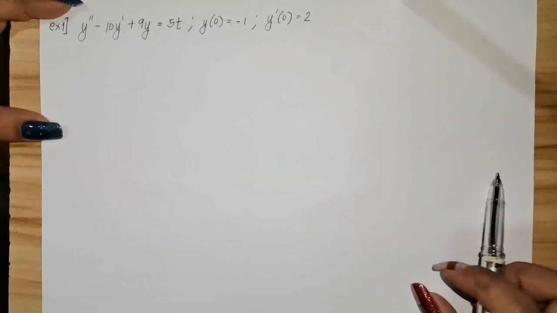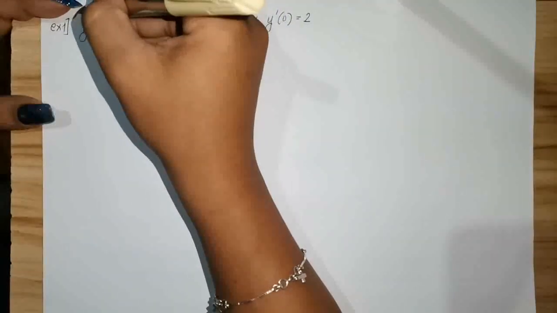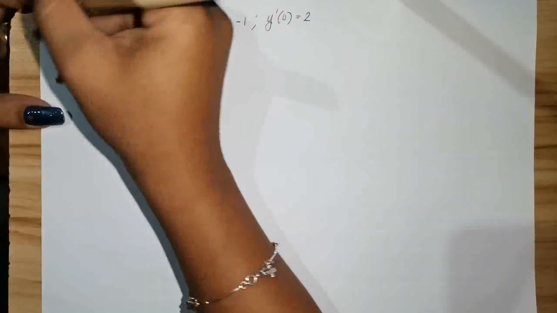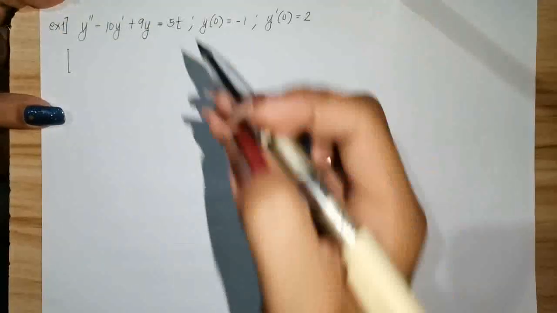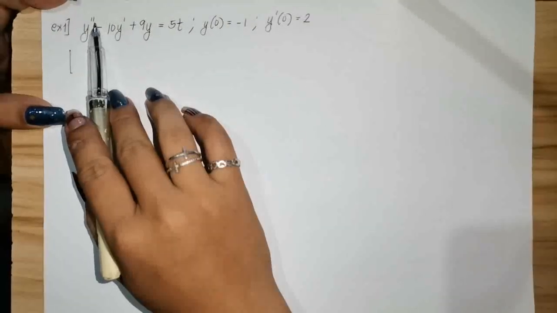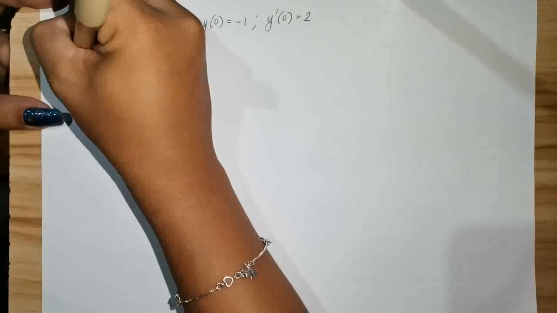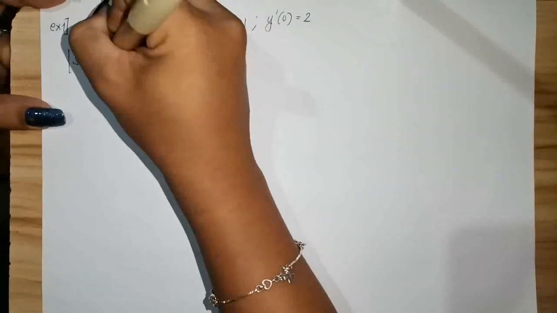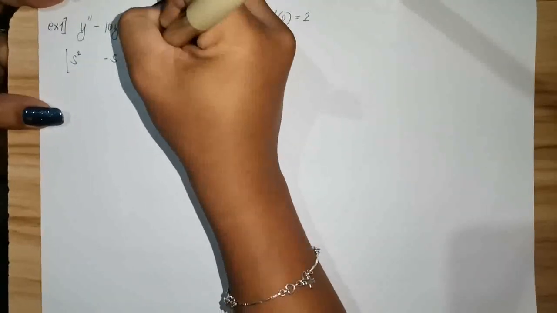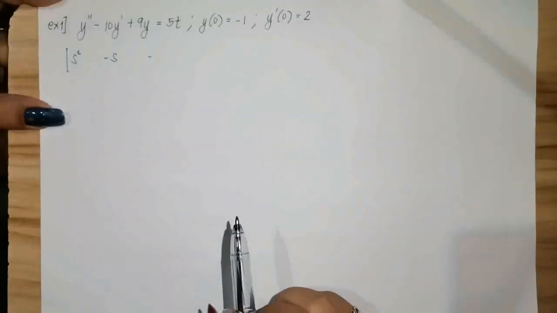Okay, so for the Laplace transform of the second derivative, the value of n is 2, so you will have s squared, then minus s, then minus s of 0.